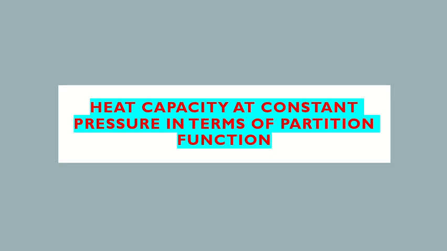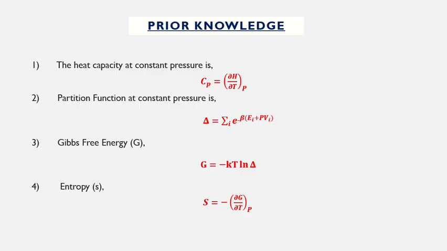To discuss heat capacity at constant pressure in terms of partition function. Before entering the derivation part, we need some prior knowledge. They are the heat capacity at constant pressure, Cp equal to ∂H/∂T, then the partition function at constant pressure, Δ equal to Σi e raised to minus β into (Ei plus PVi).